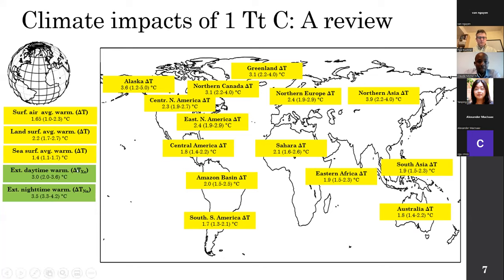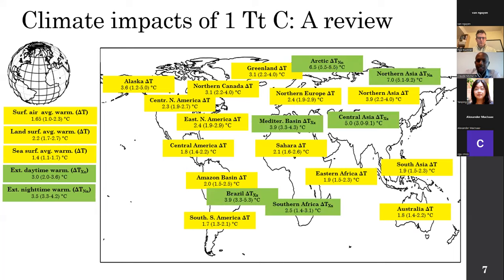There are also extreme daytime and nighttime warming that scale linearly with cumulative carbon emissions. Generally, the estimates are slightly higher than global warming, and there is more warming when you go to the regional scale. A couple of regions, the Arctic, Northern Asia, the Mediterranean Basin, the Southern Hemisphere, Brazil, and Southern Africa, all experience daytime and nighttime warming that scales linearly with cumulative carbon emissions.